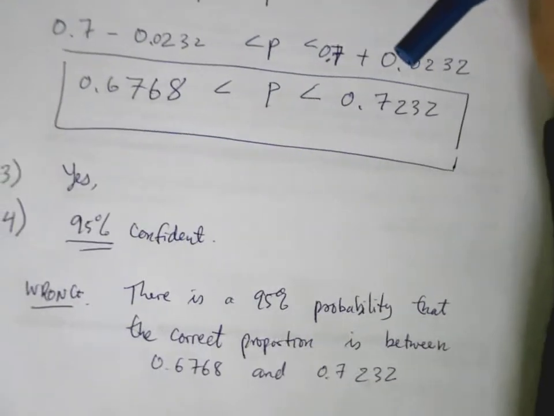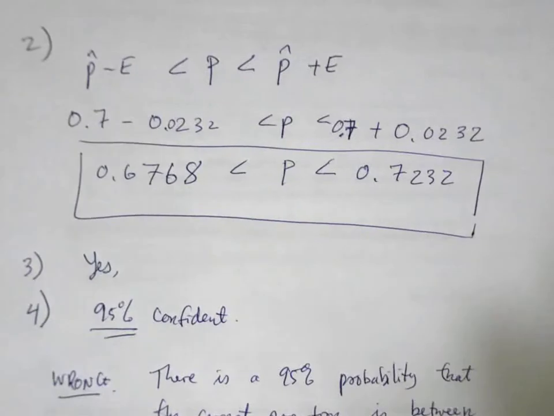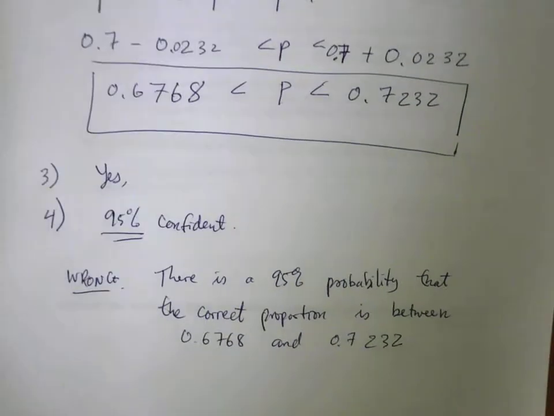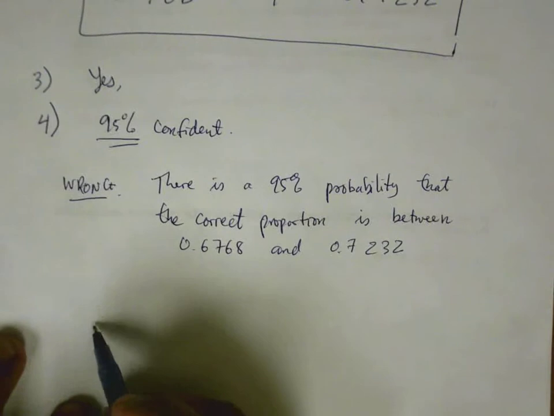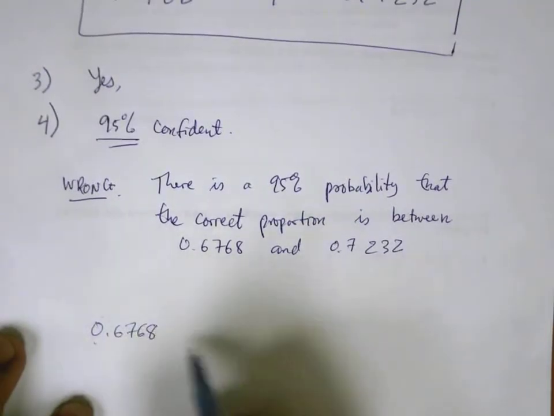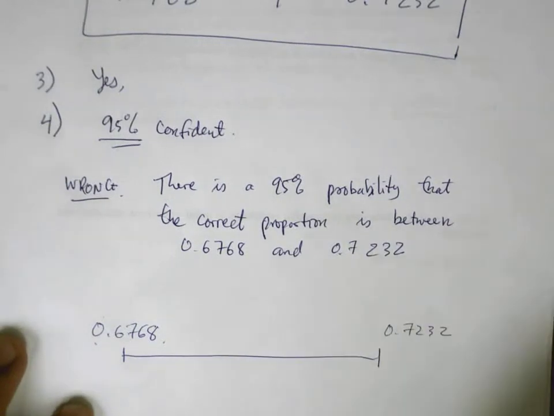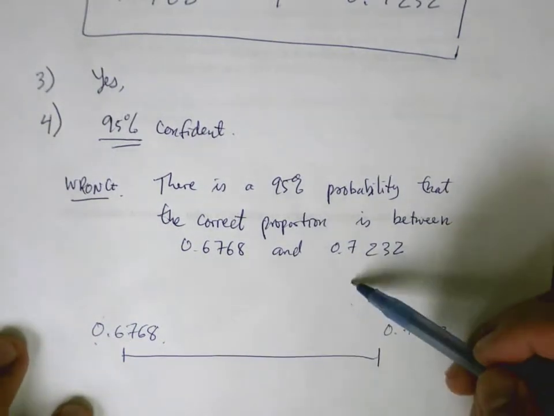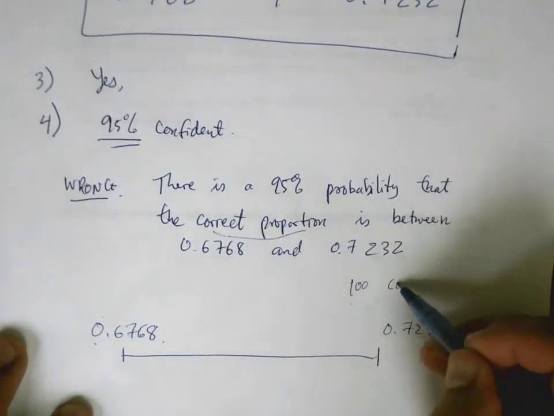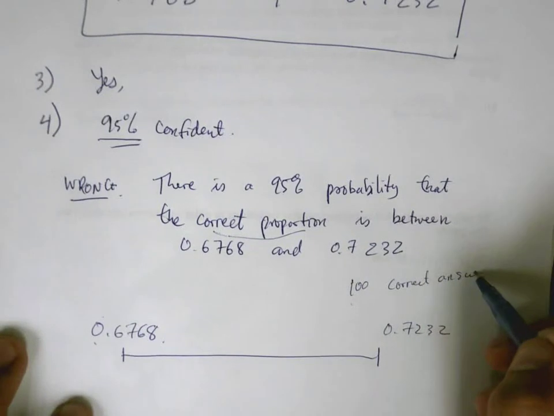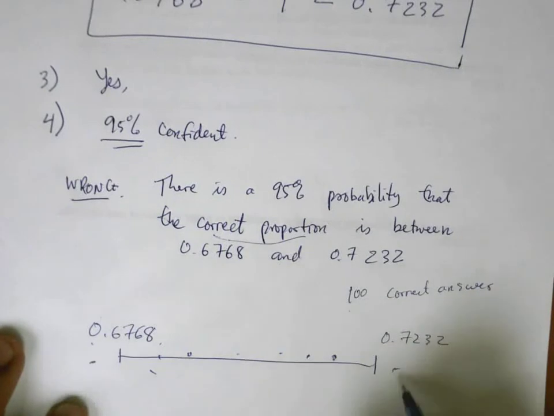Excuse the goofy camera work here. Okay. So what this is saying is that this is the interpretation. It's saying that between these two numbers, 0.6768, this is some numbers on a number line, and 0.7232, that there are a bunch of different correct answers. So we're assuming that there's like 100 correct answers, and 95% of them appear in here, and some of them are outside. That's what this statement is saying.